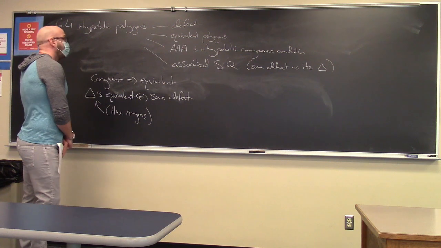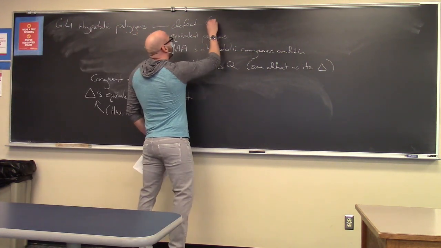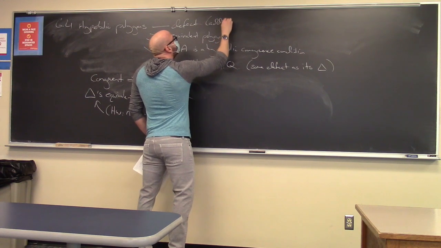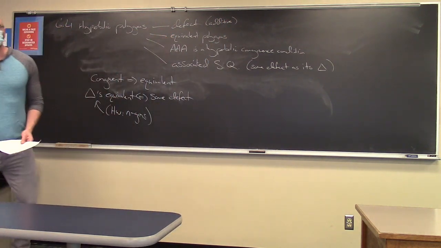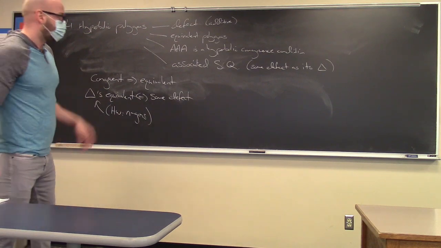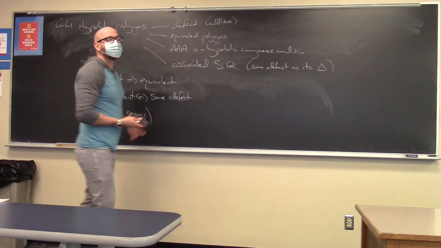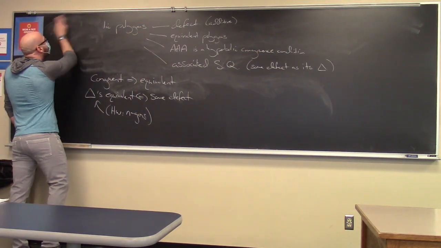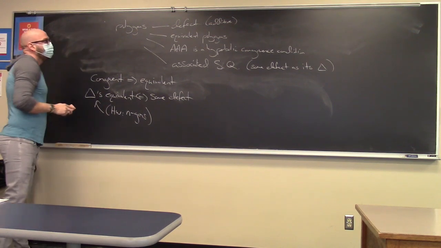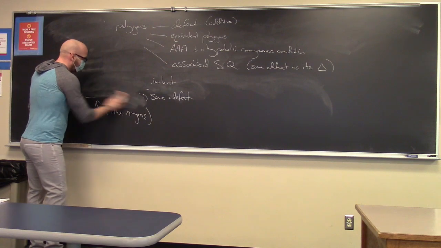Oh, by the way, I'll point out absolutely the most important thing about defects is the fact that this is additive, right? If you cut up a polygon into different pieces, the defect of the original polygon is the sum of the defects of the smaller pieces. Any questions? All right, let's keep going.